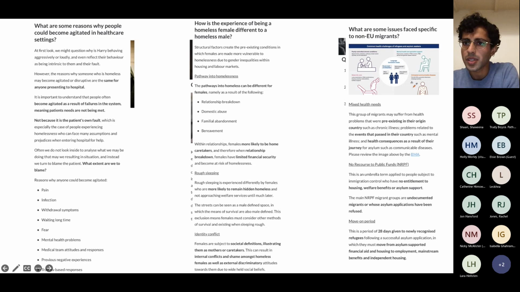And on the right here, what are some issues specific to non-EU migrants? We talked about the mixed health needs in the journey a migrant might take, the unmanaged chronic disease they may have, and the communicable diseases as well. This image was taken from the BMA toolkit, which is really handy, and I've linked it here. We talk about no recourse to public funds, and the move-on period, the 28 days in which a refugee must find accommodation for themselves once they've been given settlement status.